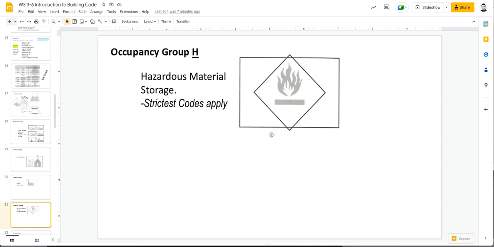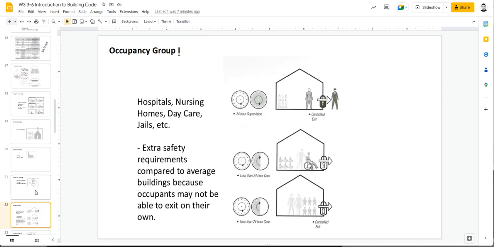And if that's the case, then the building has to be built a certain way, and exiting has to be tested in a certain way. So yeah, it's a totally different animal.